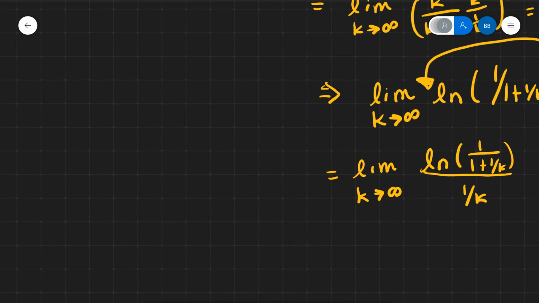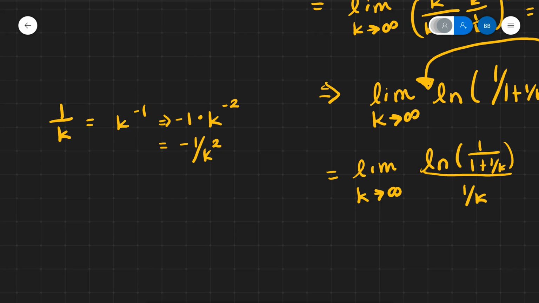The derivative of the denominator isn't too bad, it's 1 over k, so rewriting that as k to the negative 1, I move the power out in front. That gives me negative 1 times k, subtracting 1 from the power to the negative 2, and rewriting I have negative 1 over k squared. That's the derivative of the bottom.